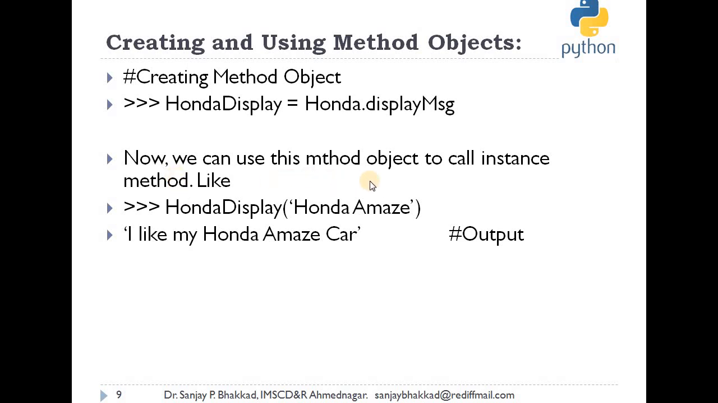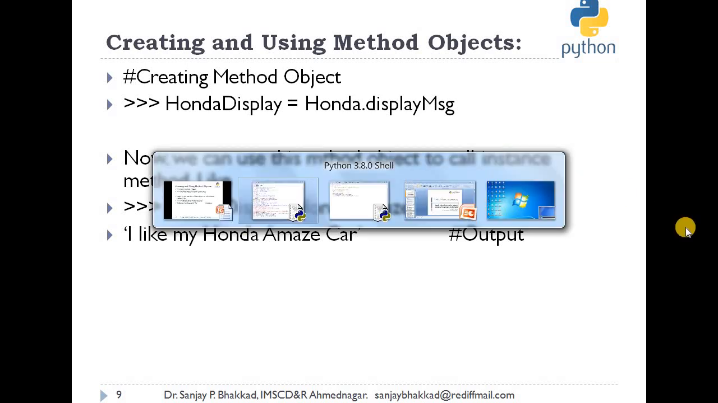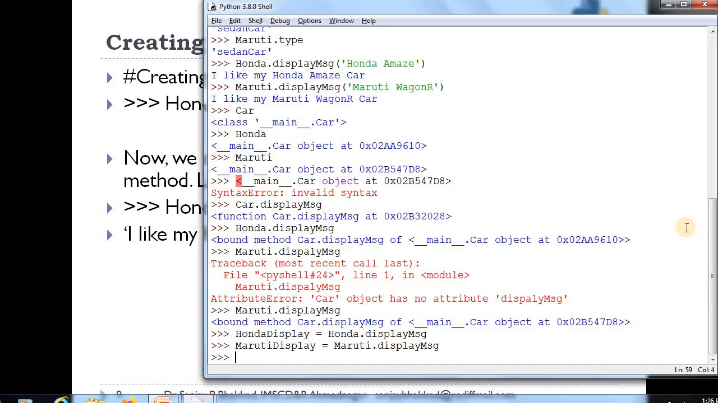Now we can use these method objects to call the instance method. So now there is no need to use the instance object dot method name syntax. You can directly use these objects, pass some value and get the result. Let us start. So I say Honda_display and pass the value.